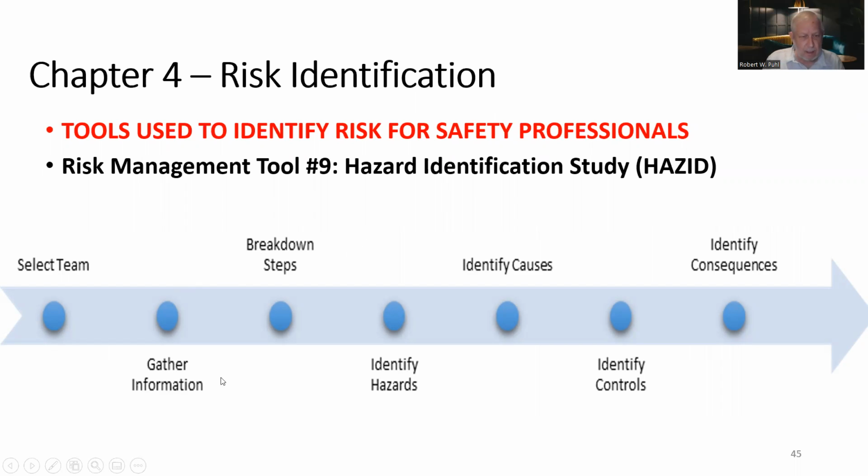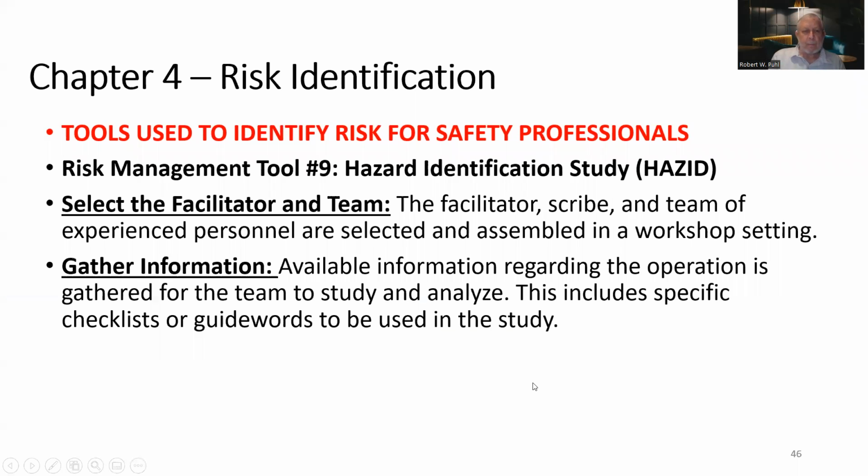Hazard analysis: select the team, gather information, break down the steps, identify hazards, identify causes, identify controls, identify consequences. Select a facilitator and team. Facilitator, scribe, and team of experienced personnel are selected and assembled in a workshop setting. What's a scribe? Well, a scribe is a secretary, a writer, someone who writes things down. In Spanish, escribir is to write, so that's scribe.